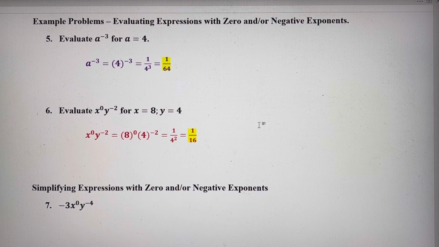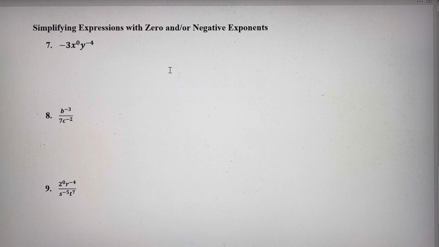All right. Last thing, simplifying expressions that have these exponents, either 0 exponents or negative exponents. So first off, when I look at number 7, I need to understand this -3 is its own entity. It's a constant. It's the coefficient of this expression. So I'm going to treat it like that. It's kind of like there's an understood exponent of 1 there.